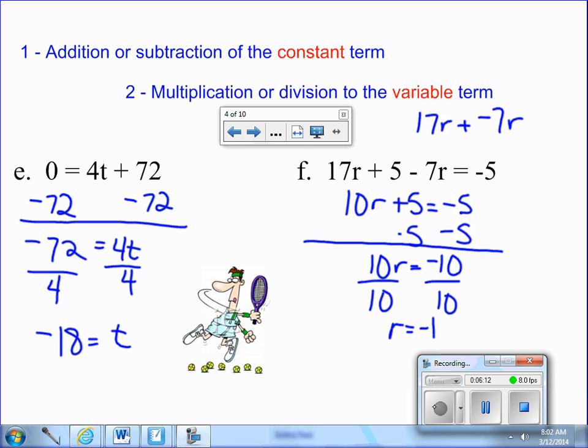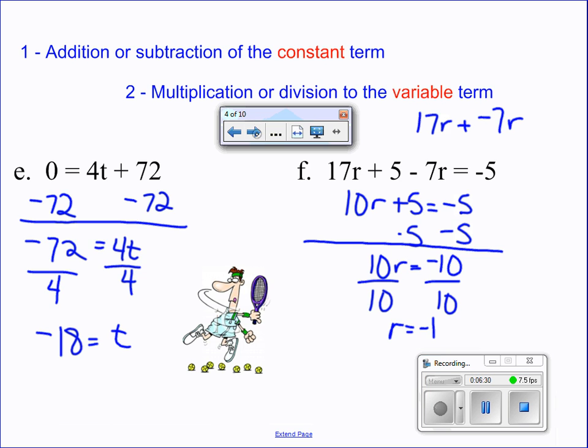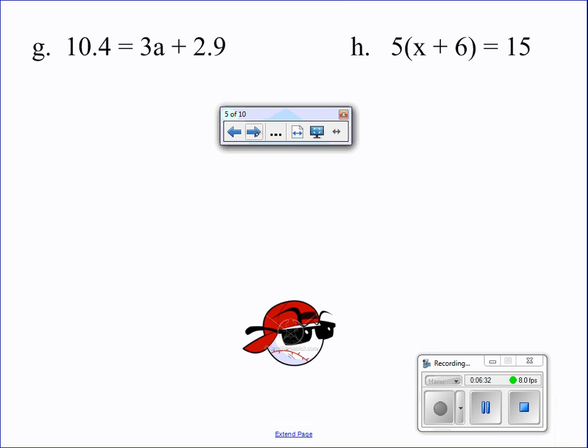So, again, we're going to combine like terms if we need to. Then we're going to move the constant term over. Then we're going to either multiply or divide with the variable term. Let's do a couple more. Here in G, we're going to be working with decimals. In H, we're going to be using the distributive property.